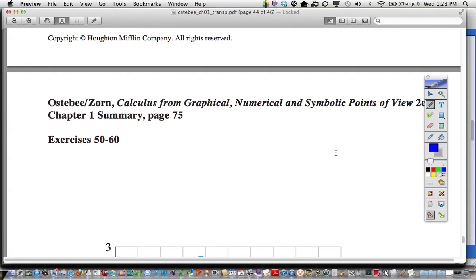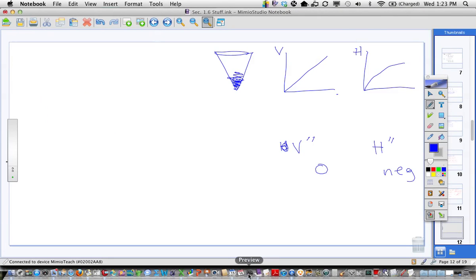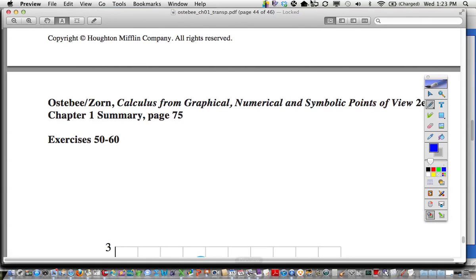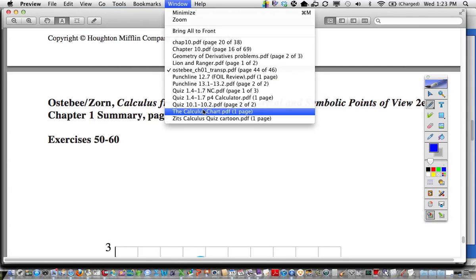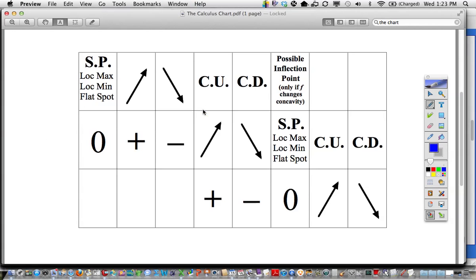Cost is decreasing. C is the cost, right? So we got C and C prime here. If we go back to the chart, we got C and C prime. What they told us there is C prime is negative. So C is decreasing, and C is cost.